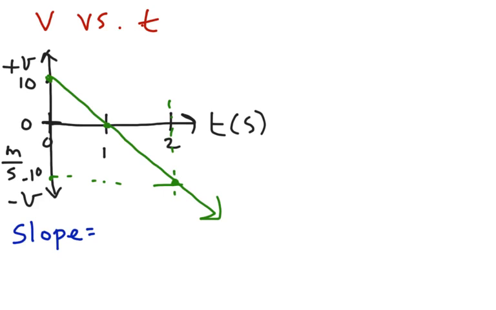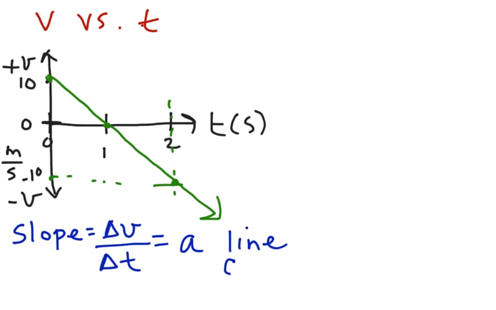That's going to be the change in your velocity over the change in your time. This, folks, this is called acceleration. Now in this case we have a straight line. It's not a curve. So a straight line means that we have a constant slope or a constant acceleration.